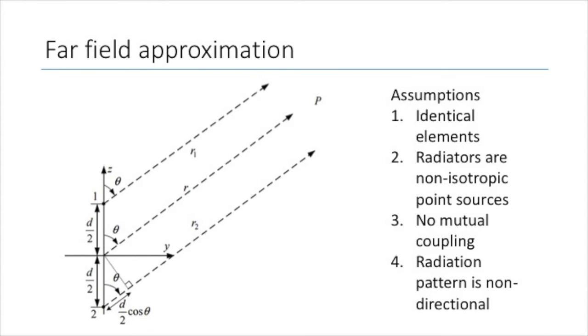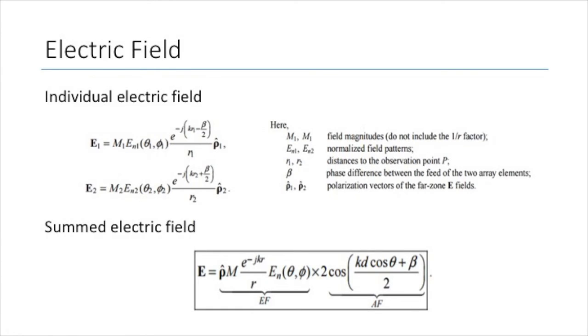To better understand this concept of pattern multiplication, we will examine the far-field approximation of the two-element transmitting antenna array given by the following diagram. To simplify the math, we will make the four following assumptions. 1. Elements are identical in the phase and amplitude excitation and are equidistant from each other. 2. The radiators are non-isotropic point sources, which means that they do not occupy any volume. 3. There is no mutual coupling in the transmitting array. 4. The element radiation pattern is chosen to be non-directional so that the electric field is only in the YZ plane. Each element electric field is given by the following equation with the following parameters.